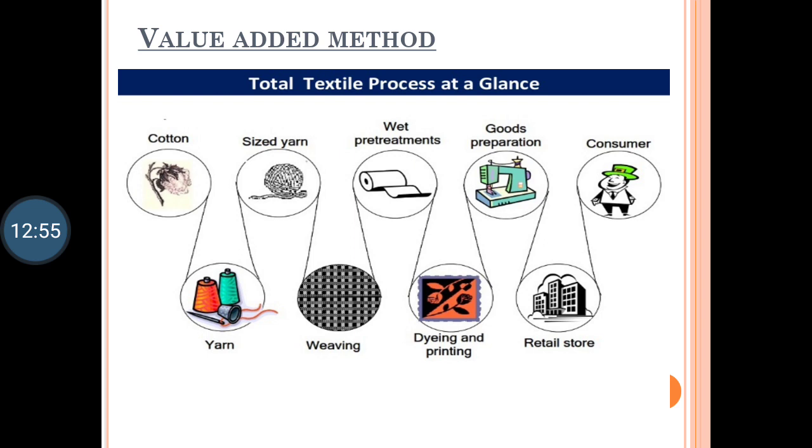Then the final price plus all the other taxes come into consideration, and suppose a shirt will cost 500 rupees. So here what we have done, we have added up the value at each stage of production. This is what the value added method is. It is very simple. Just remember, the word itself gives you the meaning.